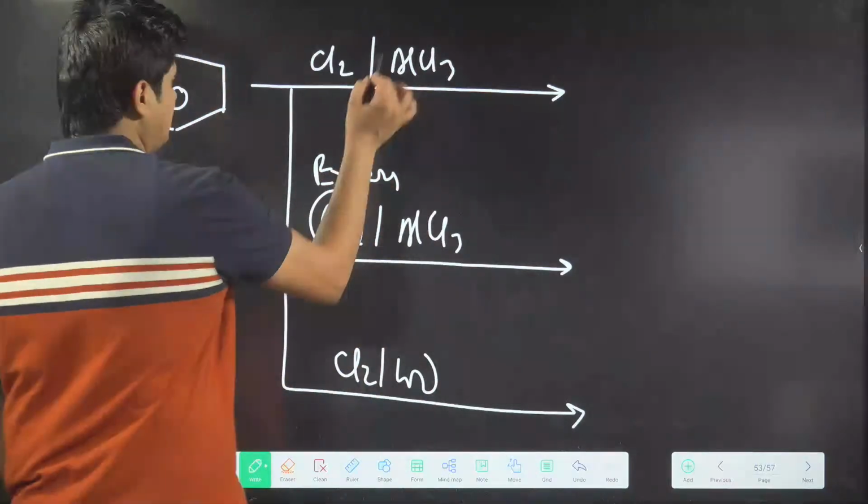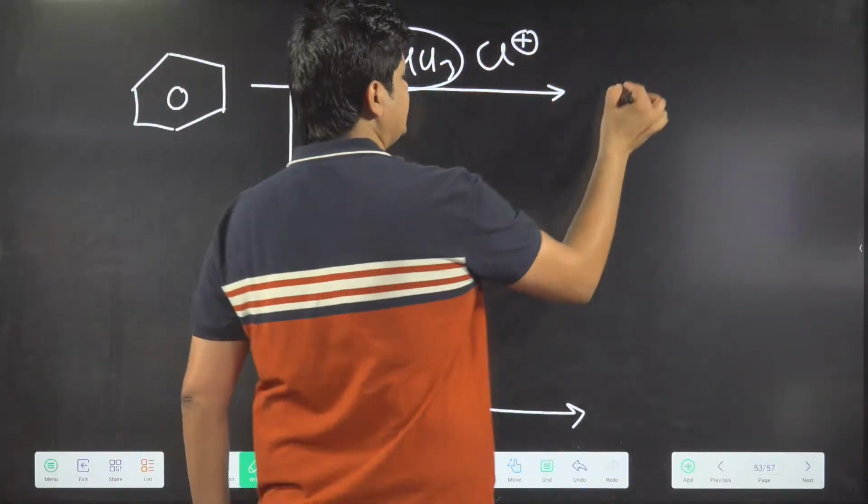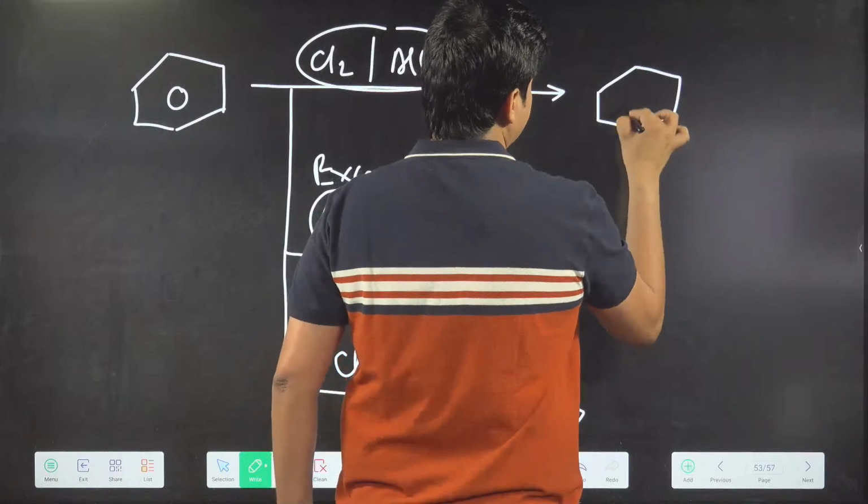First case, Cl2 and AlCl3, what will happen? Electrophile Cl plus is generated. Product, chlorobenzene, is formed.